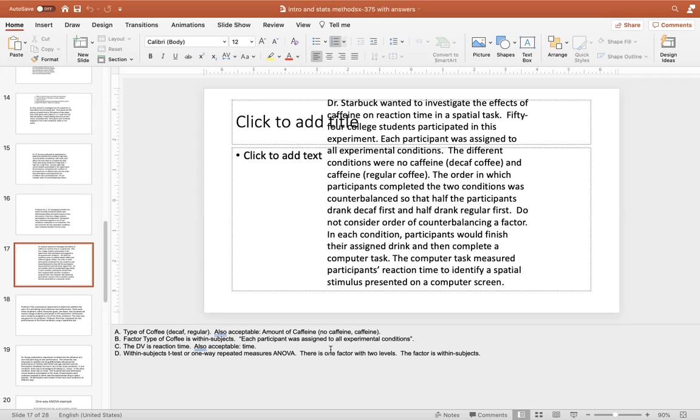The justification is there's just one factor with two levels. If you have one factor, two levels, you can perform the t-test, or you can perform the ANOVA. And since the factor is within subjects, the type of t-test you perform is within subjects t-test or a repeated measures ANOVA. Repeated measures is just a synonym for within subjects.